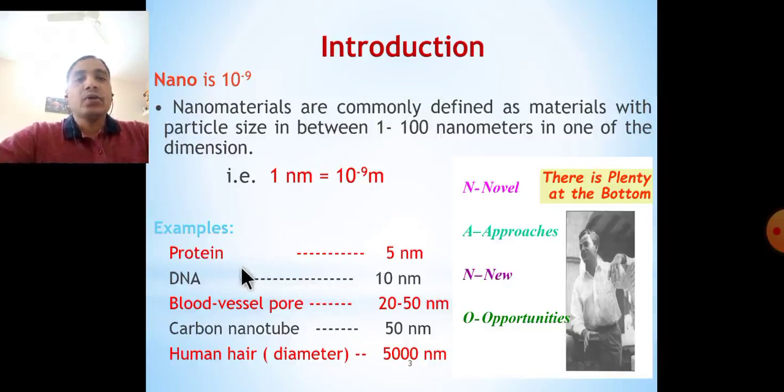Examples: protein size is 5 nanometer, DNA size is 10 nanometer, blood vessel pore is 20 to 50 nanometer, carbon nanotube is 50 nanometer, and human hair diameter is 5000 nanometer. NANO: N means novel, A means approaches, N means new, and O is opportunity.